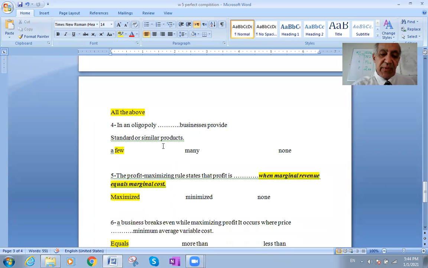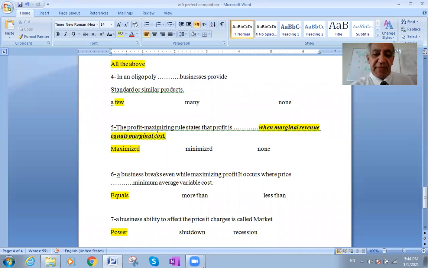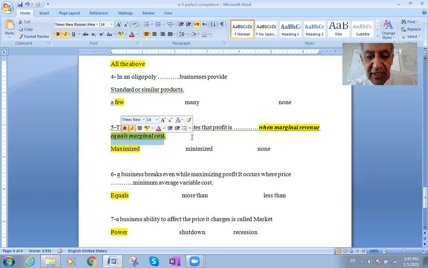Number 4, in the oligopoly, businesses provide standard or similar products, few standard or similar products. Yeah, it's a few. The profit maximizing rule states that profit is maximized when marginal revenue equals marginal cost. We will see this with an example when we work on the perfect competition. We'll make a table and see how we will get the maximum profits, because the maximum profits we get when the marginal revenues equals the marginal costs.